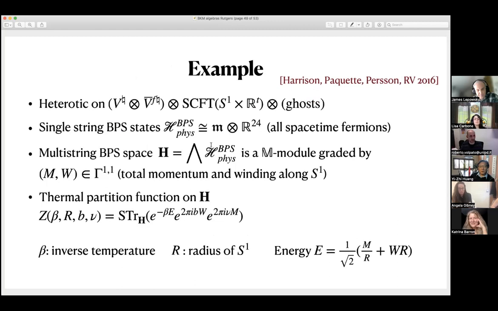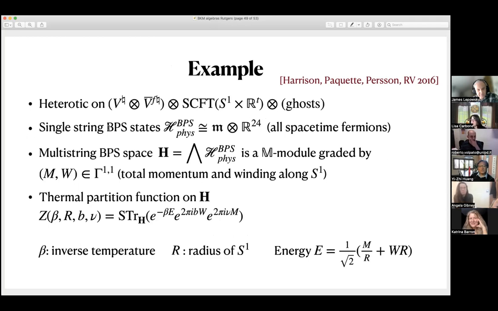So let me do this, for example, for V-natural. This is the construction that we did in 2016. You start with V-natural, the FLM module, times VF-natural on the anti-holomorphic side. And then you have a superconformal theory.